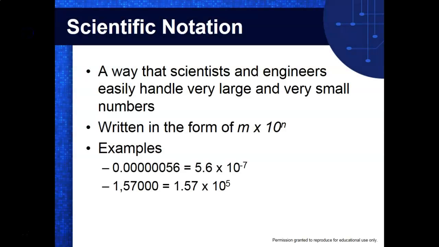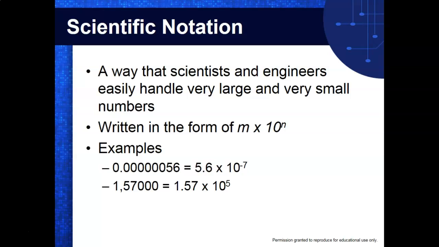Scientific notation, a way that scientists and engineers easily handle very large and very small numbers, is written as n times 10 raised to some power. So we'd say 5.6 times 10 to the 7th power, and maybe minus 7th. And what this would do is tell you how many times to move the decimal point.